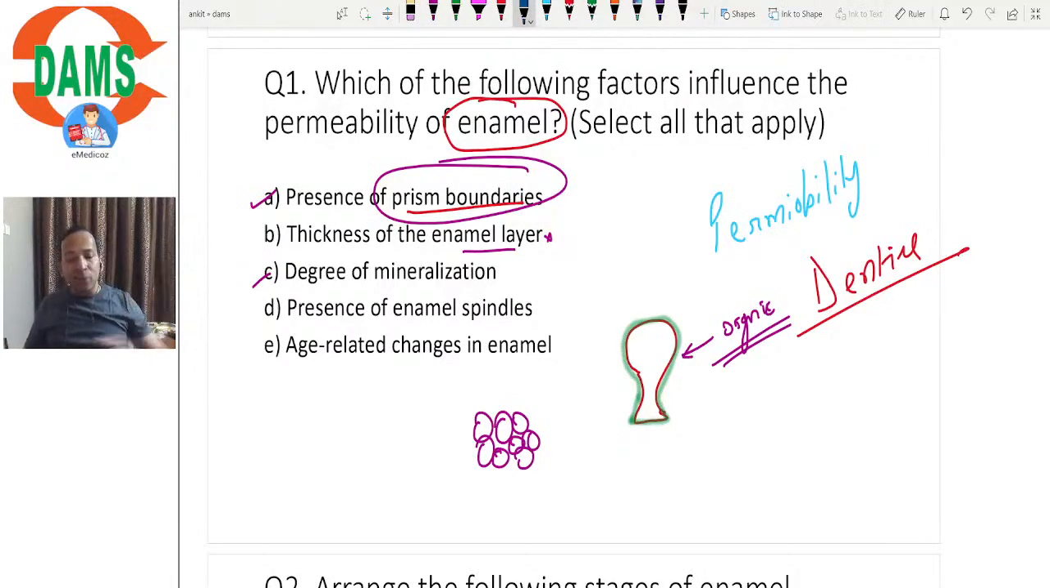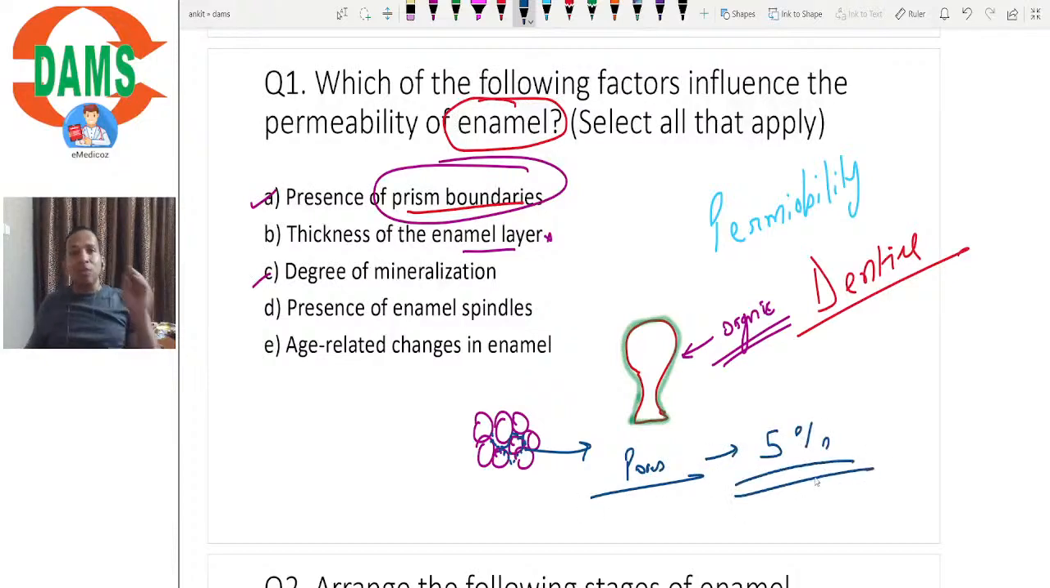So initially, when the tooth erupts, there are several imperfections between these enamel rods, isn't it? And these imperfections are known as pores, and they have a total volume of approximately 5% in a newly erupted tooth. So a newly erupted enamel is porous, but as the person ages, as the tooth ages, this pore volume reduces and the tooth becomes less and less permeable. So it becomes more and more impermeable. So even option C is correct. So option C also affects the permeability.